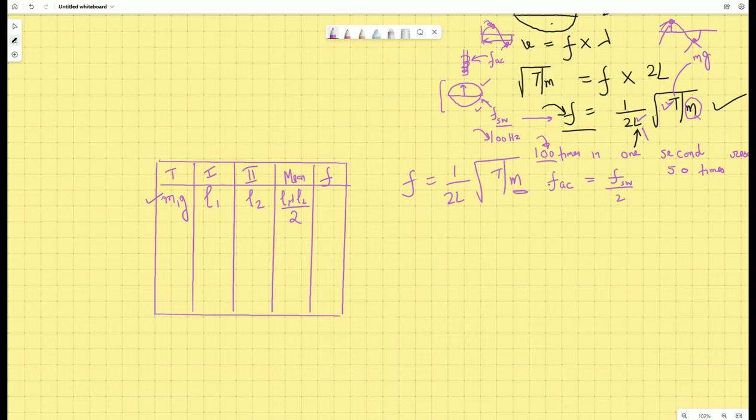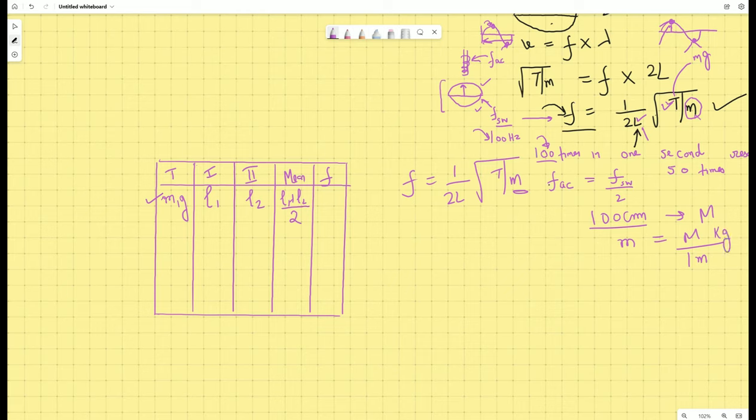m will be given to you. Generally, the 100 centimeter sonometer wire, its weight will be known to you. So small m, which is the mass density, can be easily calculated. I'm just using 1 meter and I'm assuming this is kilogram.